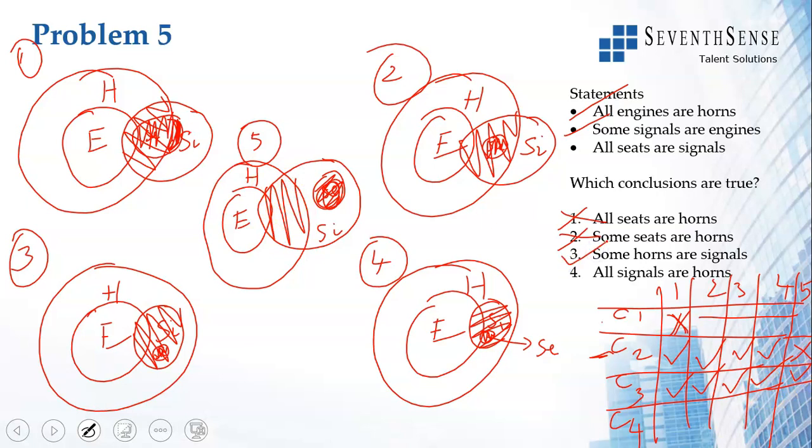Done. The last one is all signals are horns. No, if you see, these signals are not horns. There itself you know that this is false. So 1, 2 and 4 are false. 3 is valid.